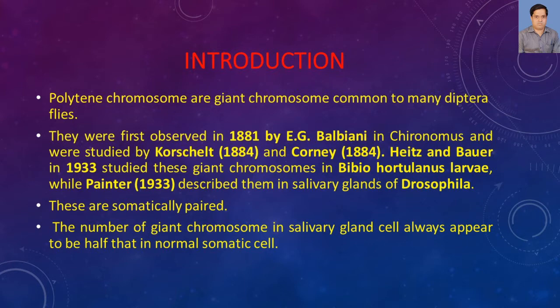These chromosomes are generally somatically paired, so they are never found alone, they are always paired. And the number of giant chromosomes in a salivary gland cell appears to be half that in a normal somatic cell. So giant chromosomes are generally half in number in comparison to the normal somatic cell, but they are much larger in size.